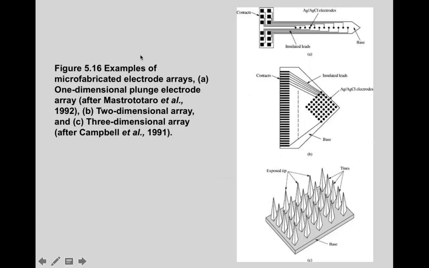Here are some examples of microfabricated electrode arrays. So these are silver, silver chloride. It's on a chip. It comes out to a series of contacts. Here's another geometry. So all of these would be where you're basically making multiple measurements.